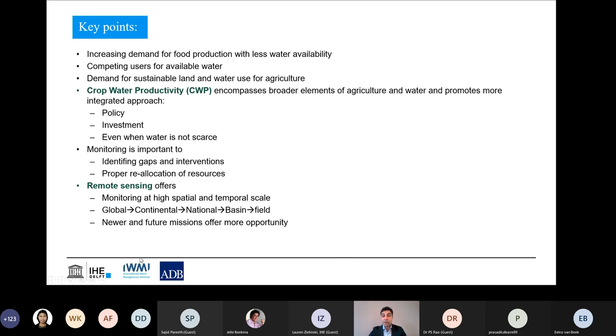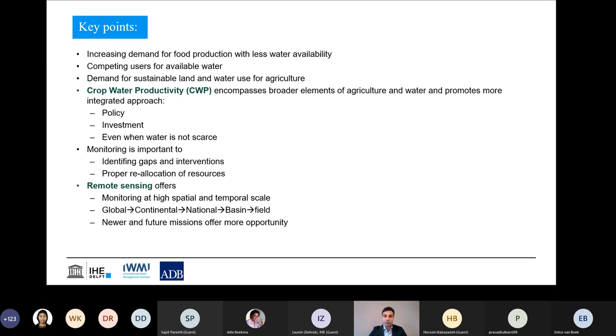and also it's not only related to when water is scarce, because even in areas where water is not scarce, the competition for water is high, and we may be able to use water in other uses. So it's important to keep monitoring and identify gaps in interventions, and a good method to do that is the use of remote sensing, which gives us high spatial and temporal scales, and it can connect our global scales to continental, national, basin, irrigation scheme and the field. So there will be newer and future missions of remote sensing.